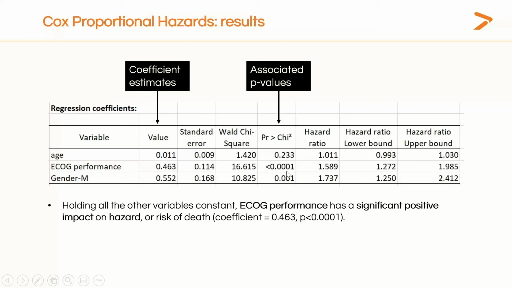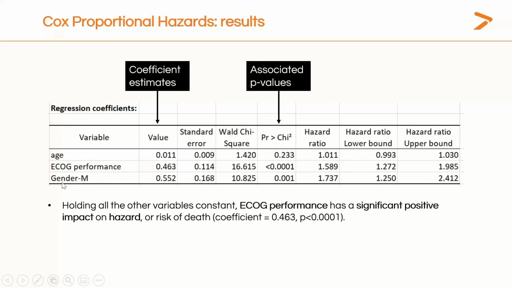Let me focus first on ECOG, which is positive and significant. Holding all the other variables constant, ECOG performance has significant positive impact on hazard or on risk of death. So the higher the ECOG performance, the higher the risk of death. Coefficient is positive and the p-value is significant.